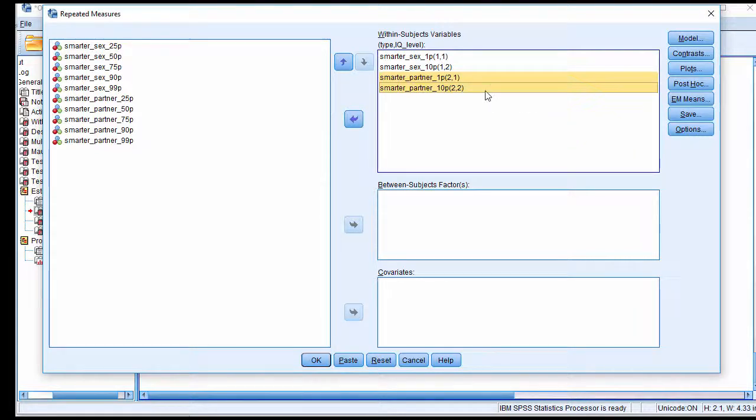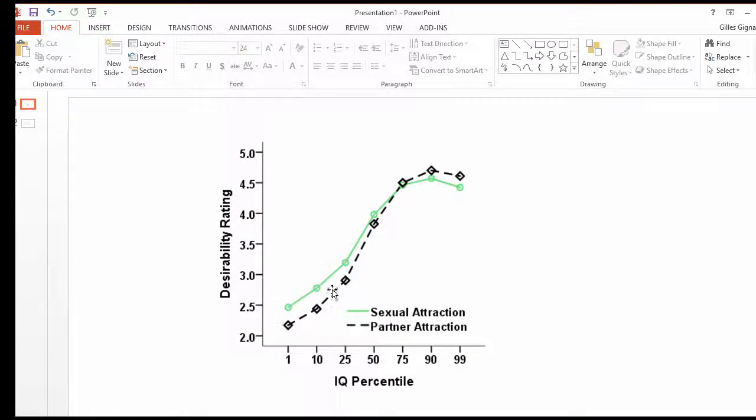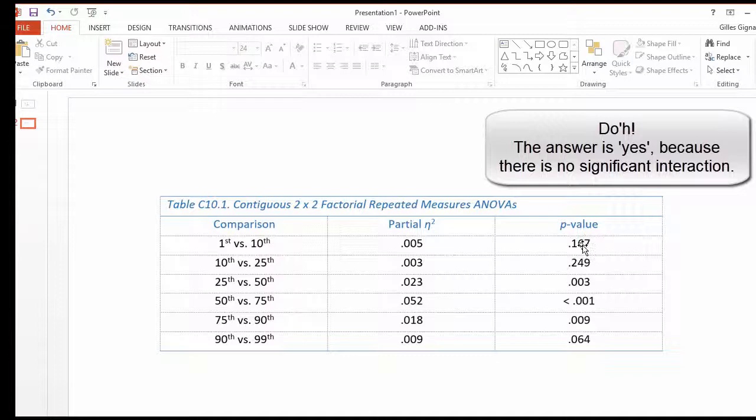And I'm going to evaluate whether there's an interaction taking place in these data. So what I'm looking at here is this comparison here. Is there a significant interaction going on there? The omnibus interaction suggests there's something going on here to suggest an interaction. I mean, obviously the means are not increasing exactly the same way. In fact, there's even a crisscross over here. So there is an interaction. But is there one over here? Does the level of IQ impact desirability in the same way for both partner attraction and sexual attraction? The answer is no. Based on this, the answer is no. P equal 0.167 with a partial eta squared of 0.005.